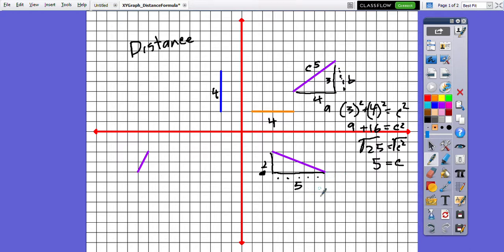So once again, Pythagorean theorem, 2 squared plus 5 squared equals c squared. That's 4 plus 25 equals c squared. I'm going to go ahead and take the square root of that whole thing. So we're really looking at the square root of 29, which is about 5 point something. I'm going to guess 5.4. I don't have a calculator in front of me. It might be 5.3. I don't think it's 5.5.